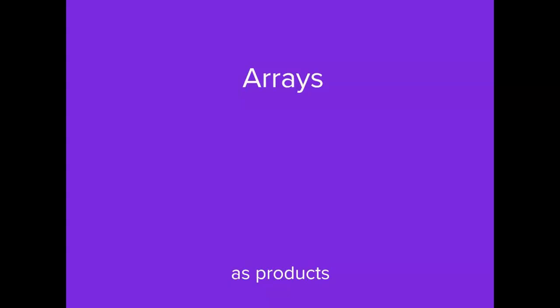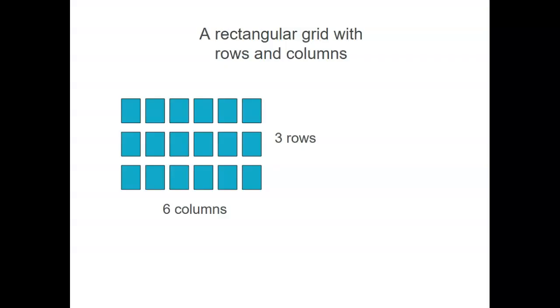We're going to talk about arrays as products. Well, firstly, what is an array? An array is a rectangular grid with rows and columns. This array has 6 columns and 3 rows. The columns go up and down and the rows go across.